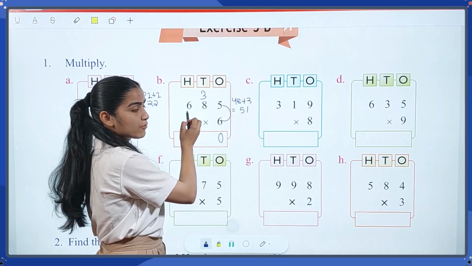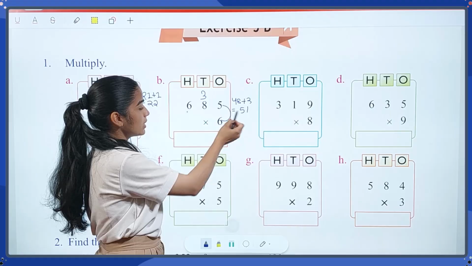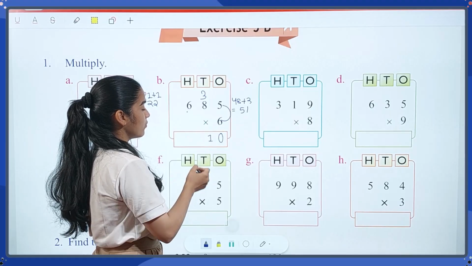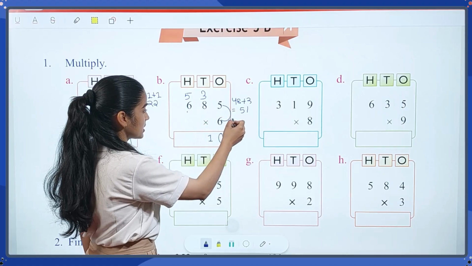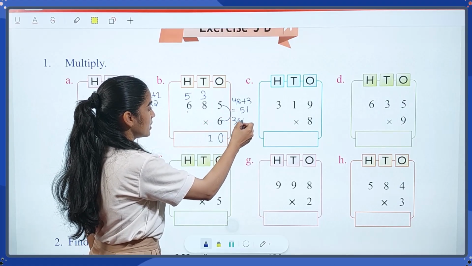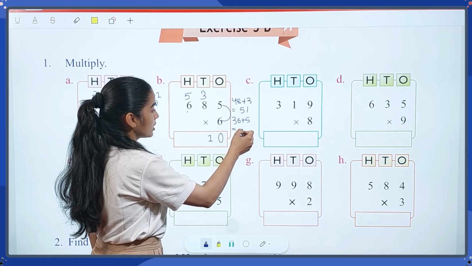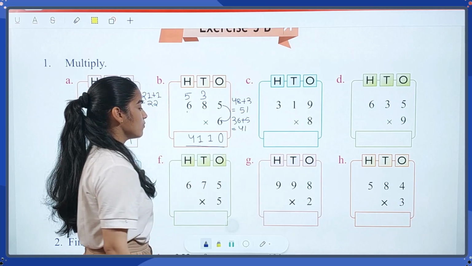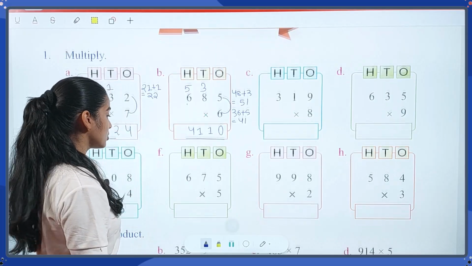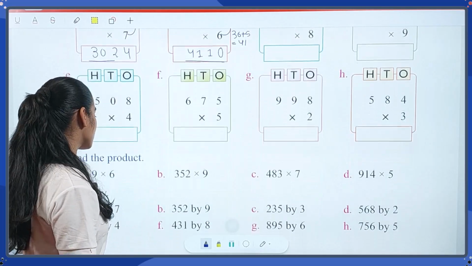So again we have to multiply one more time. So of 51, we only write the last digit 1 here and 5 will be shifted to the next number. 6 multiplied by 6 is 36. 36 plus 5, your answer will be 41 and you will be right. Your final answer will be 4110. So in the same way, students, you have to solve the rest of the questions you have.